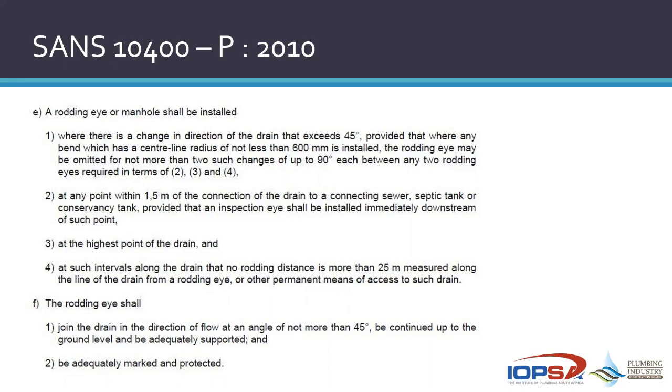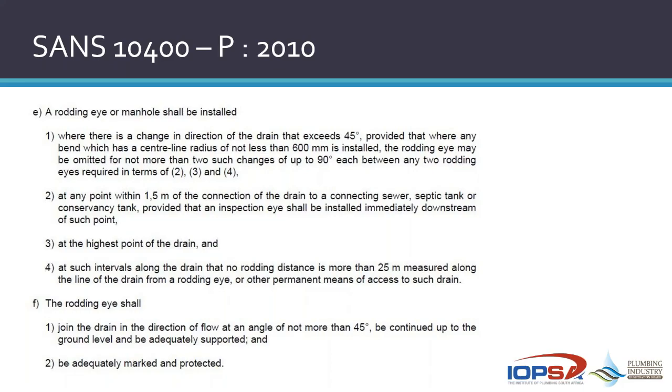So you can omit it in the case of those long radius bends, at any point within 1.5 meters of the connection to a sewer, septic tank, or conservancy tank, provided that an IE shall be installed immediately downstream. So we need to test, or we need to gain access for the CCTV or for the inspection. It'll be provided downstream from that connection, a rodding eye.